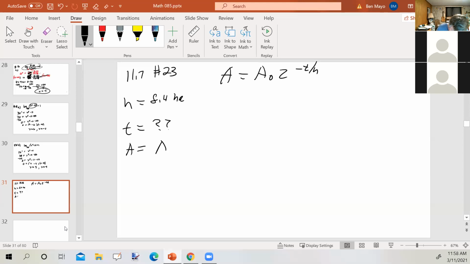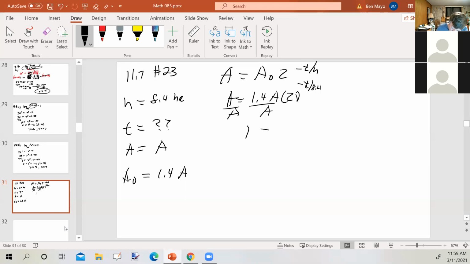So the final amount is the final amount, but the original amount is the final amount plus 40% of the final amount. So it's 100% plus 40%, or 1.4. Okay, so now we get A equals 1.4a times 2 to the negative t over 8.4 power. We're going to divide both sides by a. So 1 equals 1.4 times 2 to the negative t over 8.4 power.